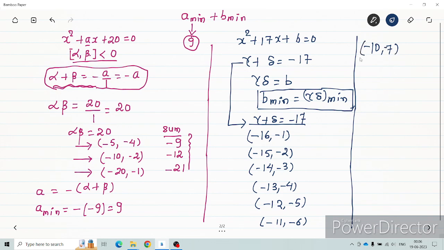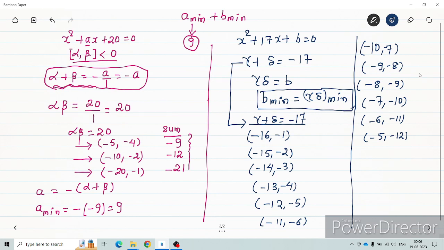What we are basically trying to do is find the values of gamma and delta so that the addition is minus 17. Next is minus 9 minus 8. Next one is minus 8 minus 9, minus 7 minus 10, minus 6 minus 11 and minus 5 and minus 12. So only these combinations are possible, right? It is given that gamma and delta are negative integers.